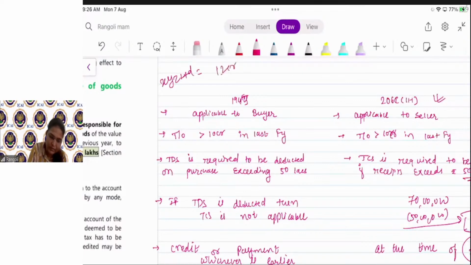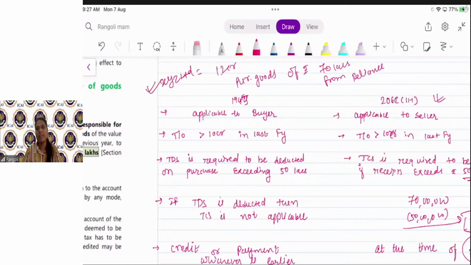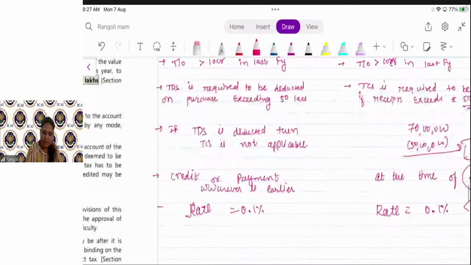in the last year is 12 crore and it is purchasing goods of rupees 70 lakh from Reliance. Then XYZ Limited needs to deduct TDS on the amount exceeding 50 lakh. That is, on 20 lakh, XYZ Limited needs to deduct TDS at the rate of 0.1%. And the time of deduction of TDS is payment or credit, whichever is earlier.